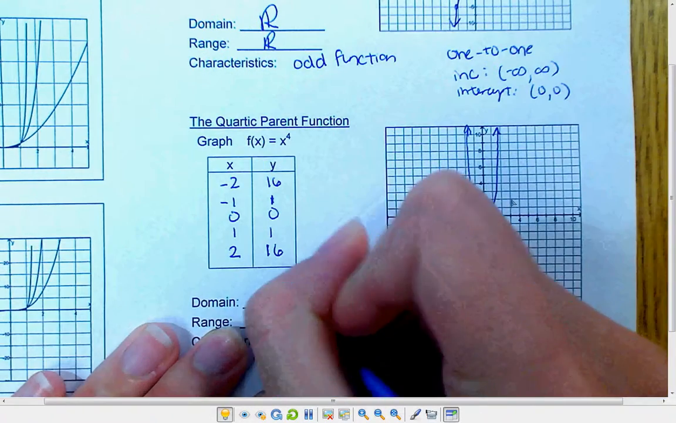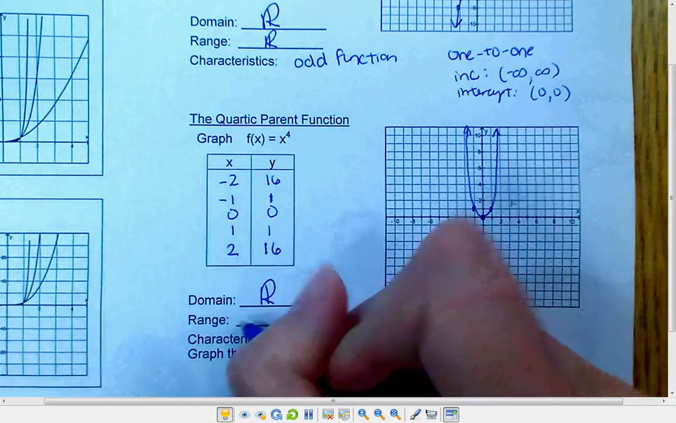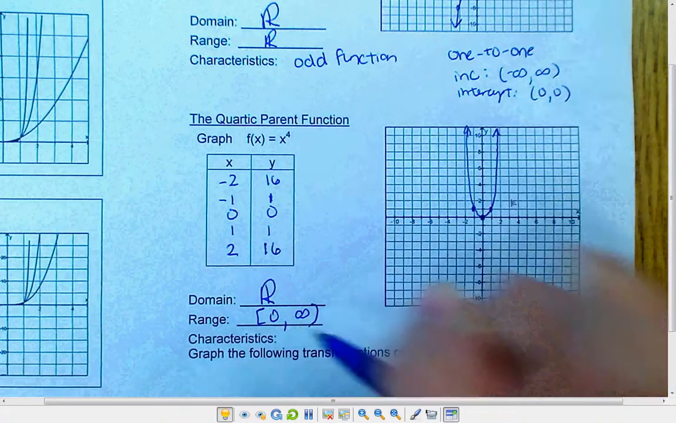Okay, so our domain is still all real numbers, negative infinity to infinity. Our range this time, there's a low point. It's 0, so it's going from 0 to infinity.